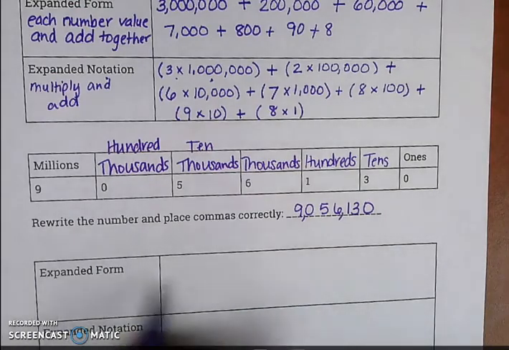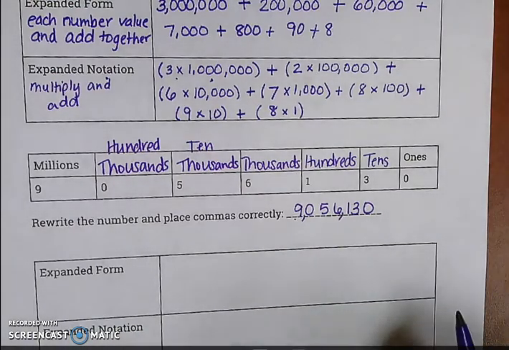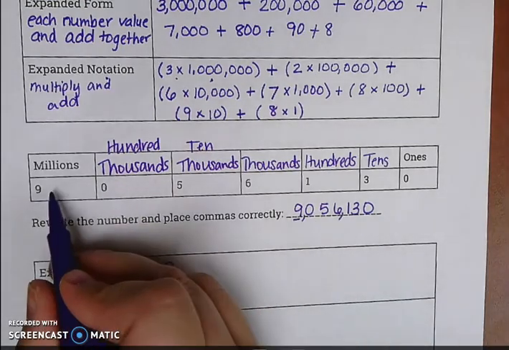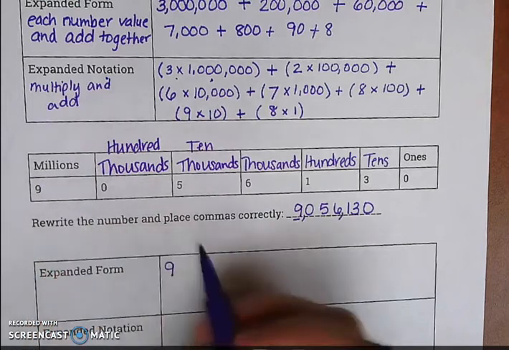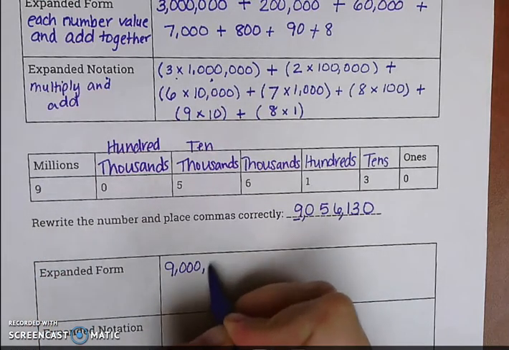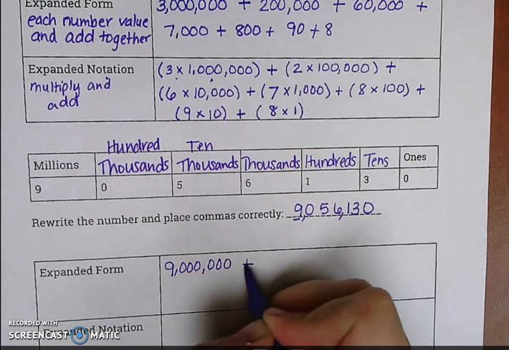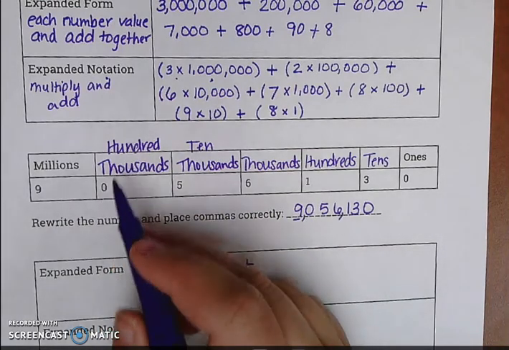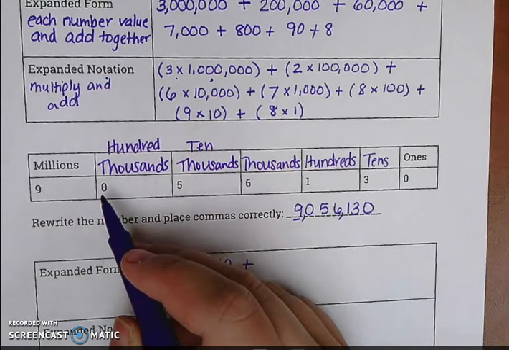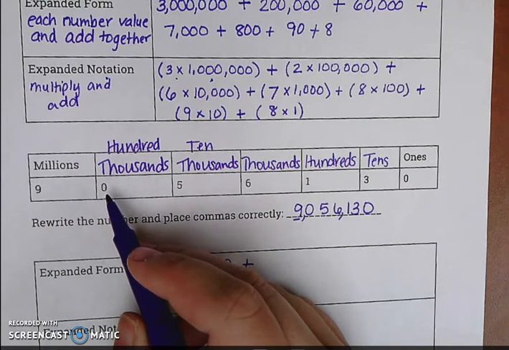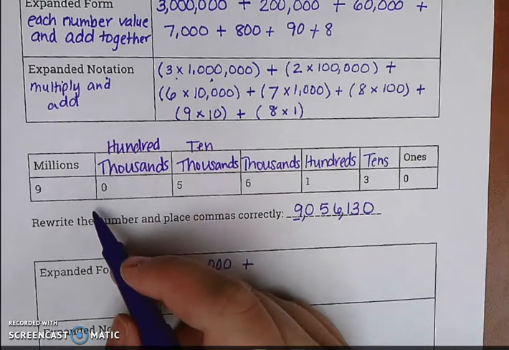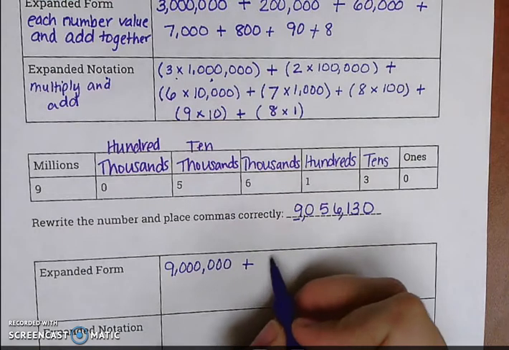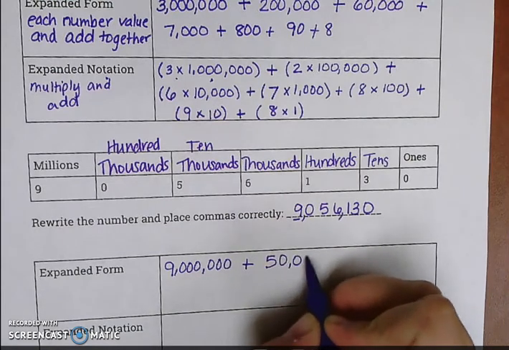So in our expanded form, remember we're going to write the value of each number and add it together. So the value of that 9, the 9 is in the million spot, so it's 9 million. Plus, now 0. 0's in the 100,000 spot, since we have a 0, the value is 0. So we really don't need to waste our time to write that 0. We can just move to the next one, that 5. The 5 is in the 10,000 spot, so it would be 50,000.